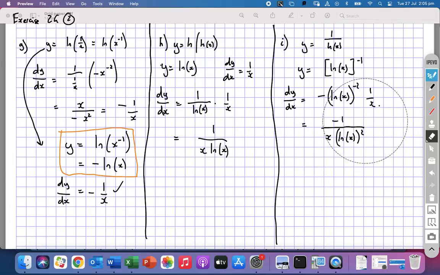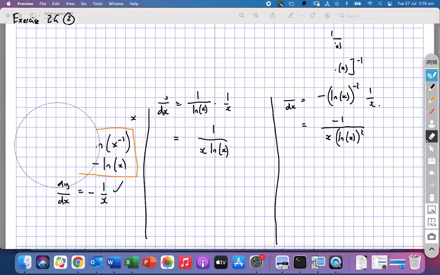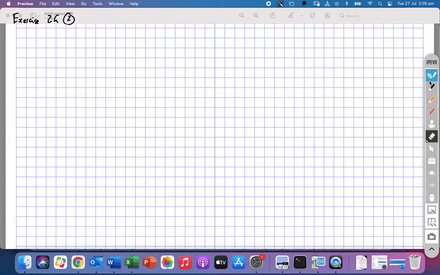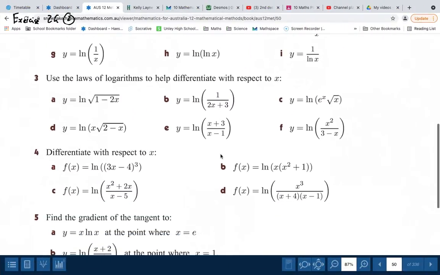Now, I wanted to add a couple more questions to this video. Actually, I'll just do one more. I wanted to do one where you have to split up the log. So we go back to the textbook. Maybe in question 4 there's some. Question 3 has these as well. So it's saying use the laws of logarithms to help differentiate.